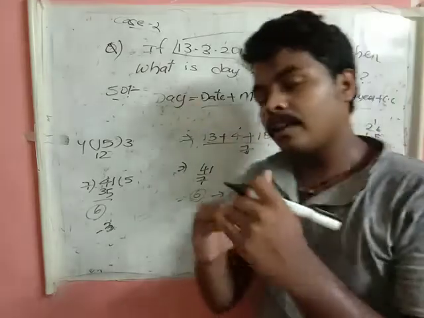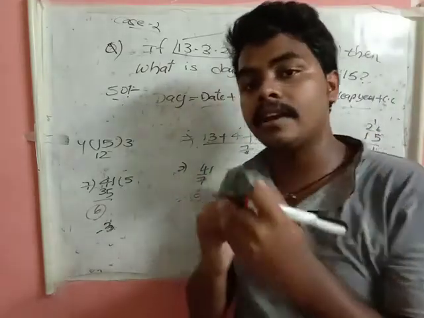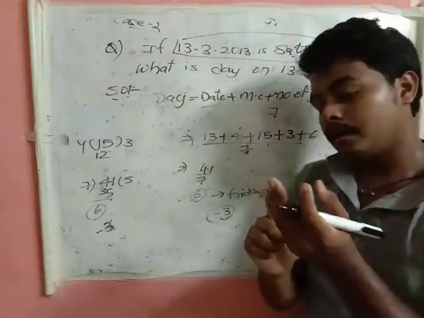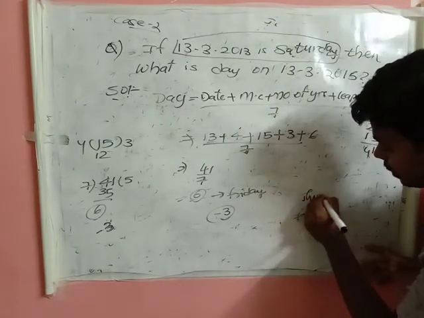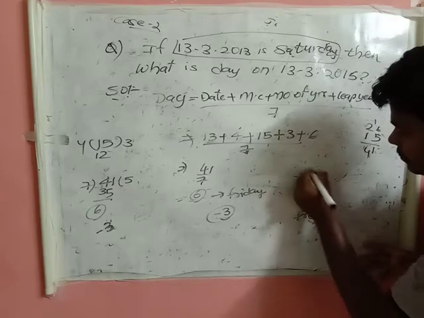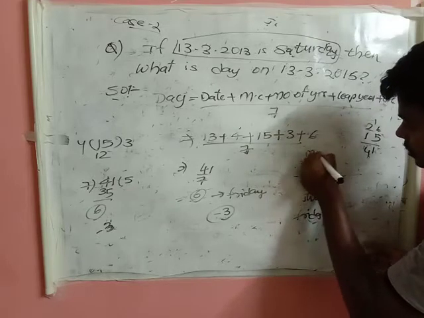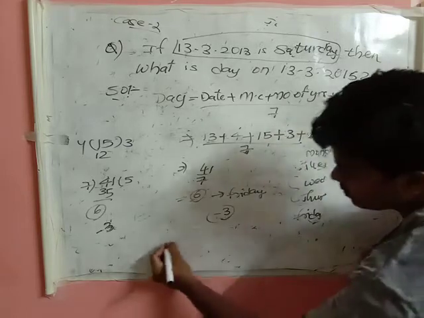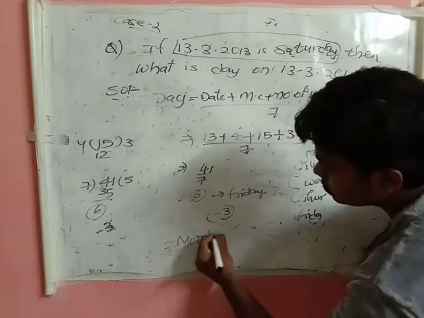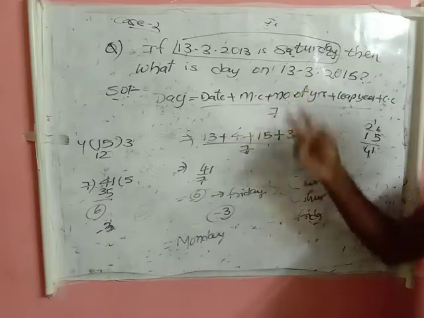If I go back 3 days from Friday, which day will I get? You are at Friday, so the day before is Thursday, before that is Wednesday, and before that is Tuesday. You just go back for 3 days, and you will be getting Monday. So the 13th March 2015 is Monday.